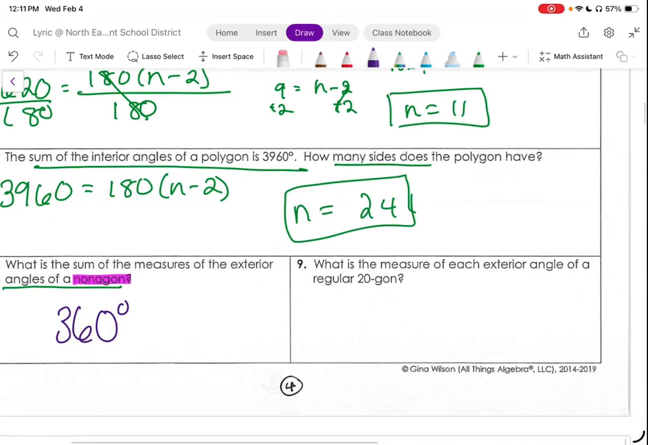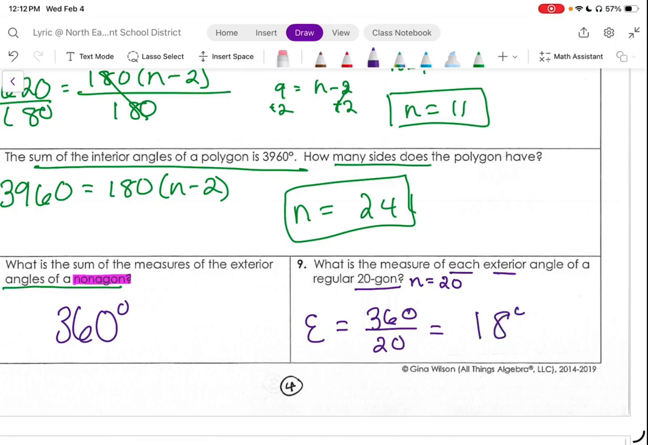What is the measure of each exterior angle of a regular 20-gon? So they want each individual exterior angle, not the total. That means for a 20-gon, n is 20, and we're going to use that formula I mentioned before. E equals 360 over n, which is 20, and that means each exterior angle is 18 degrees.